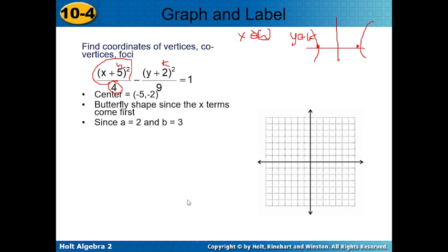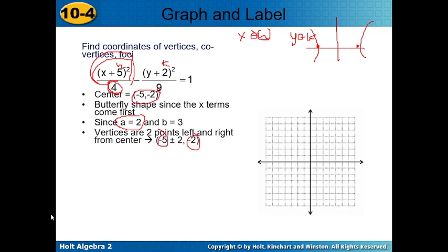Okay, so in this case, we're going to find the coordinates of the vertices. How are you going to find that one? You are going to add and subtract the value of your a to the x-coordinate of the center, because a squared is with the x, right? So coming from your center, -5 and -2, you're going to add and subtract the value of a to your x, because it's in x.